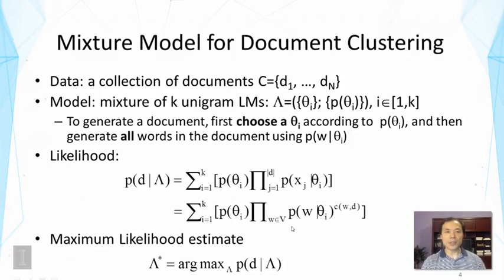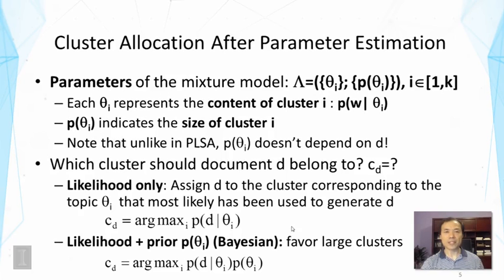And so with the likelihood function, now we can talk about how to do parameter estimation. Here we can simply use the maximum likelihood estimator. That's just a standard way of doing things. So all should be familiar to you now. It's just a different model. So after we have estimated parameters, how can we then allocate clusters to the documents? Well, let's take a look at this situation more closely. So we just repeat the parameters here for this mixture model.